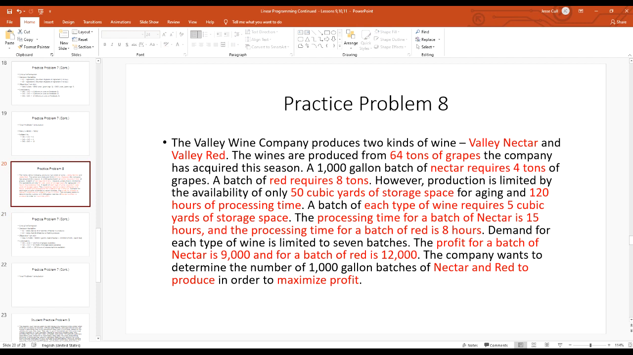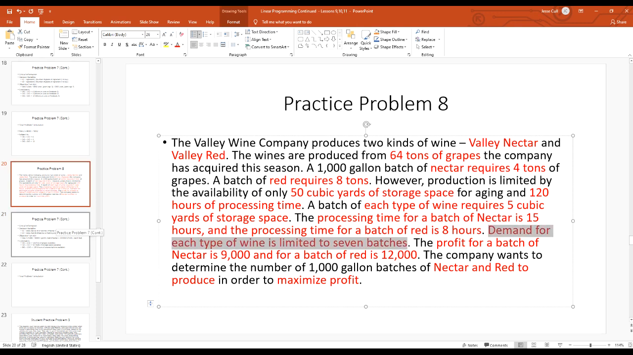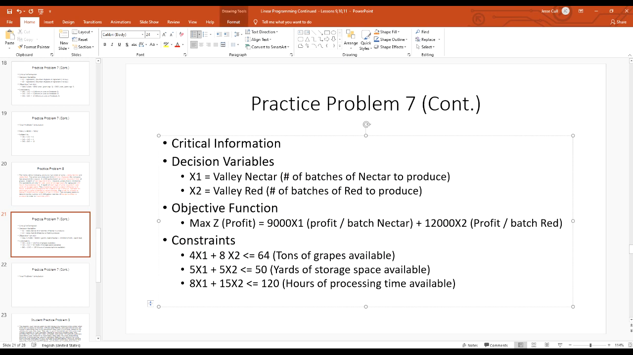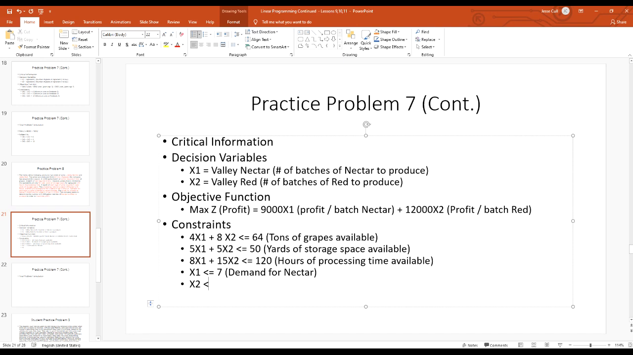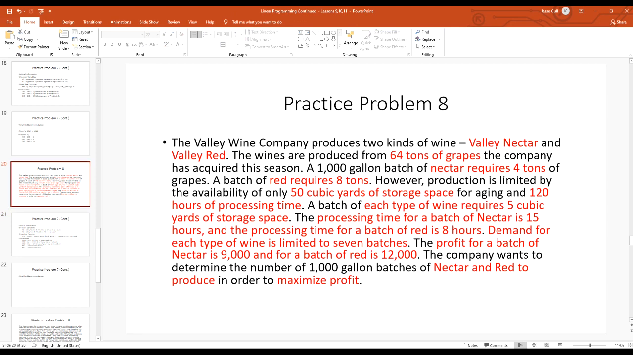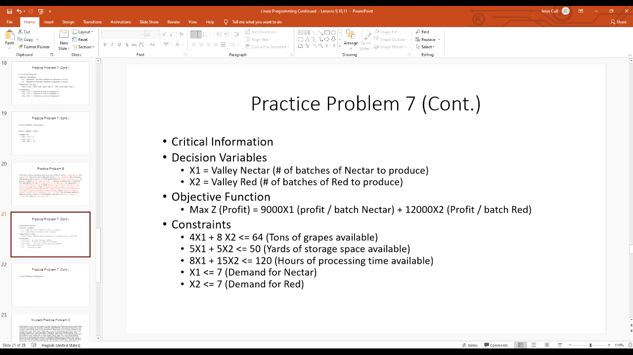We're almost there. Demand for each type of wine is limited to 7 batches. Now this is because they're separate. Red is 7, nectar is 7. So in that situation, it's 2 separate constraints. So x1, demand for nectar, is less than or equal to 7 batches. And x2 is less than or equal to 7 because that is demand for red. We check and we have covered all of the critical information. So this is all of the critical information for practice problem number 7.